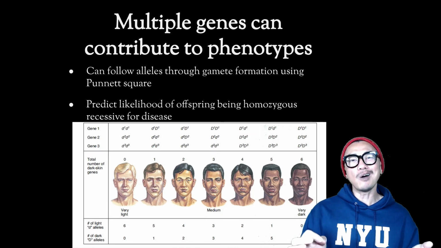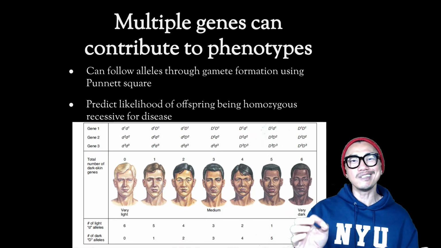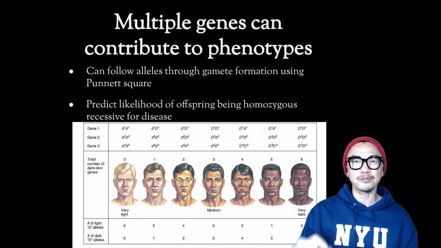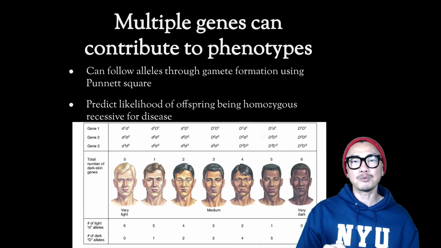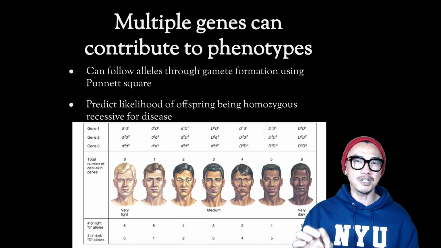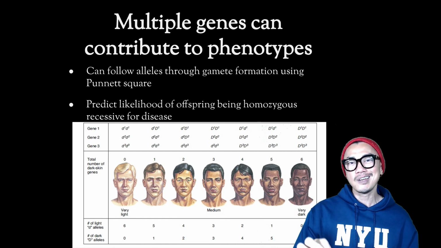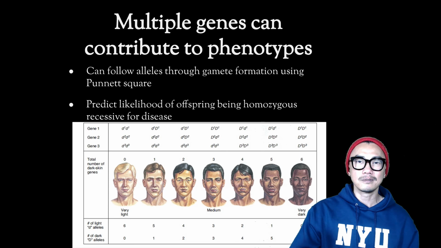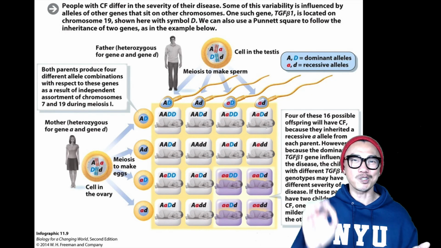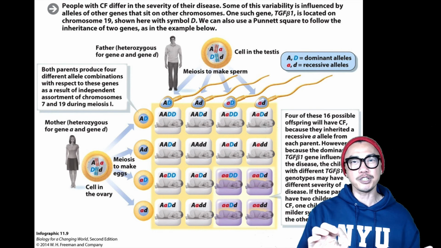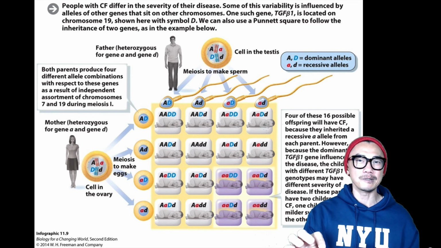Punnett squares allow us to follow alleles for conditions and diseases like cystic fibrosis through gamete formation and offspring genotype. They also help us predict the likelihood that offspring will be homozygous recessive for these conditions and diseases. The diagram on this slide shows how 3 different genes with different alleles can influence skin color. This infographic shows how we can use a Punnett square to study the inheritance of 2 different genes, each with 2 different alleles.